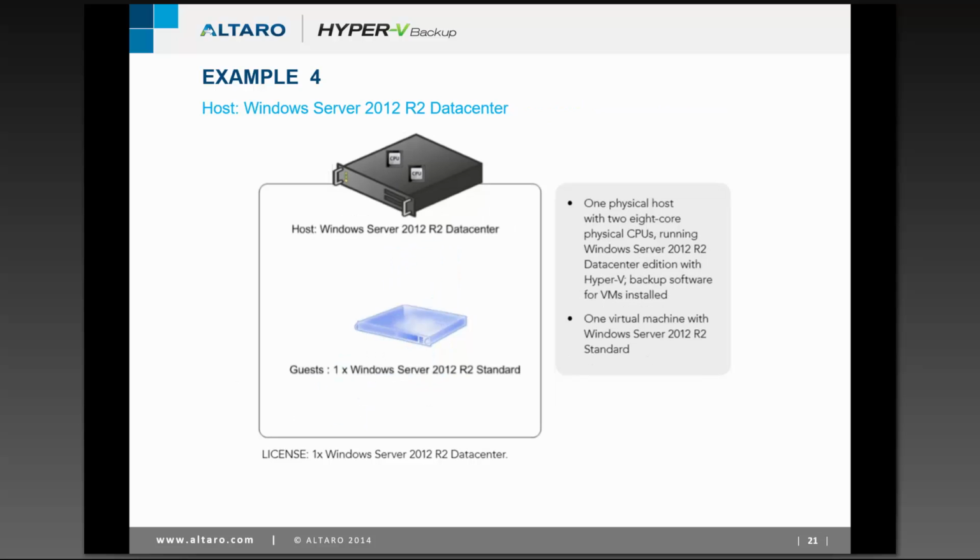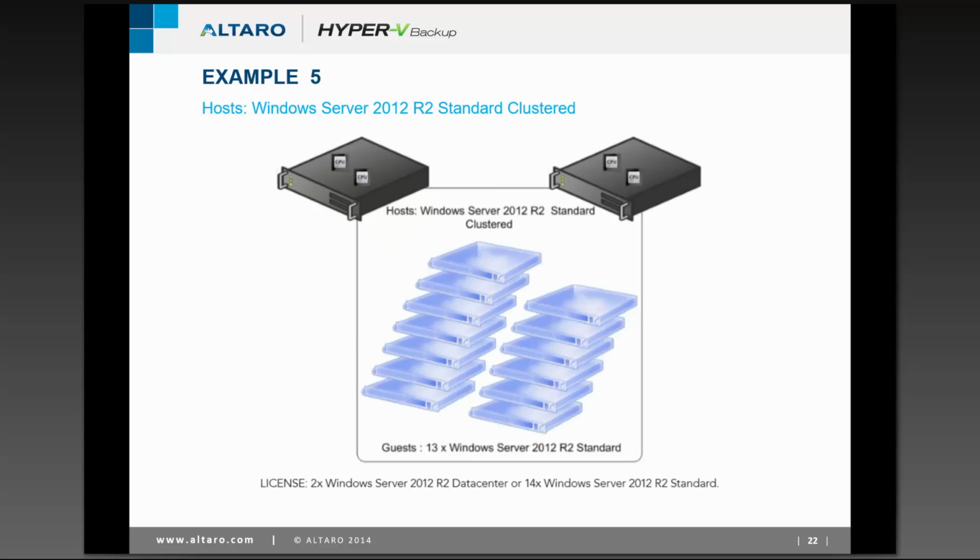Okay, number 4 here. This is probably the easiest example. If I have a Windows Server 2012 R2 data center host with 2 sockets, and I want to run a standard edition of Windows Server, I can do that. Even if I have a data center license, I'm also allowed to run standard edition. I can also create data center editions. I can create as many VMs as I want, but the important part here is that I can also downgrade the edition, for example, to standard.